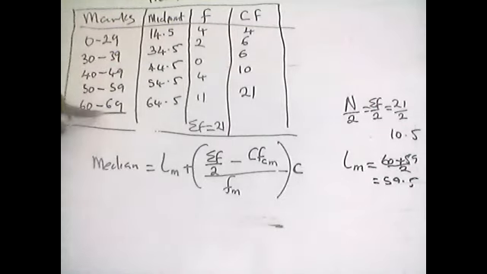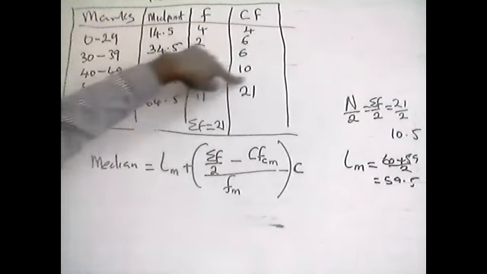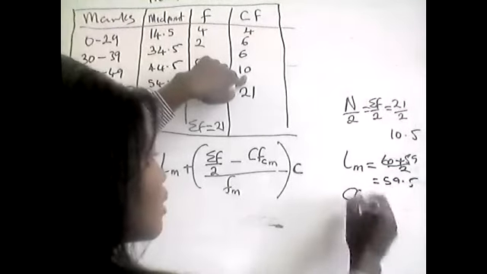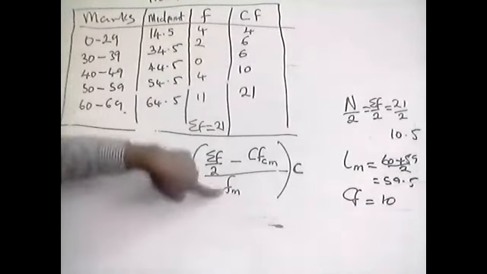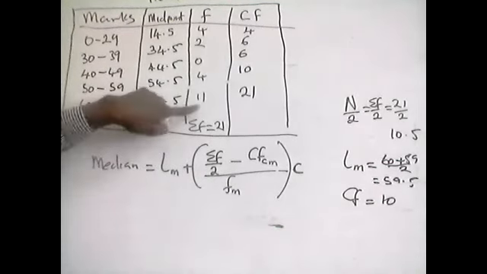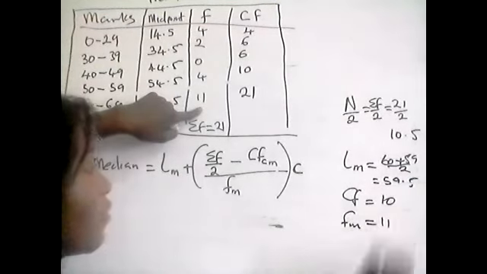Your median class is this. So now what is the class before the median class? It is this class. So now what is the cumulative frequency of this class? It's there, it's 10. That's how you find this part which is here. So CF is equal to 10. Now FM, this is just the frequency of the median class. Our median class is this, and the frequency of it is 11. So FM is equal to 11.